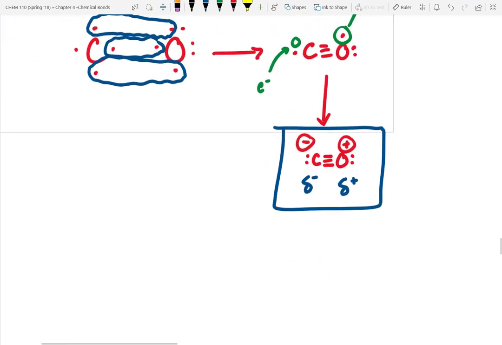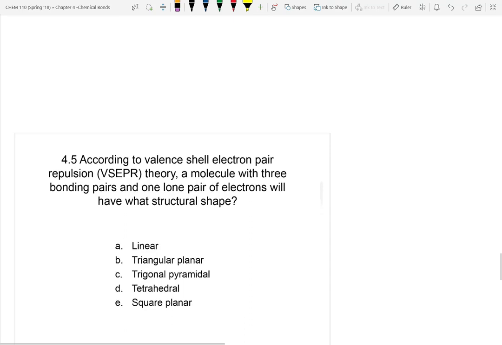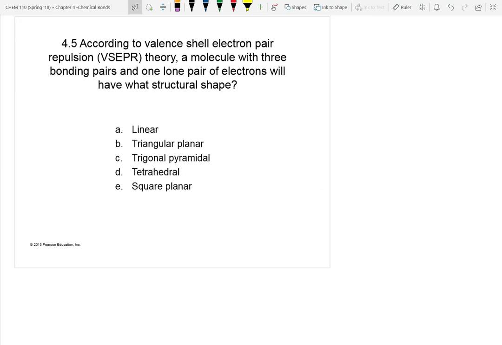All right, I think I've got a couple more just practice ones. According to valence shell electron pair repulsion theory, a molecule with 3 bonding pairs and 1 lone pair of electrons will have what structural shape? So I'll show you what they mean. It says 3 bonding pairs and 1 lone pair. So let's say I've got a central atom X. I've got 3 bonding pairs, and I'll call this atom A. And then 1 lone pair that looks like that. What would the overall shape be?